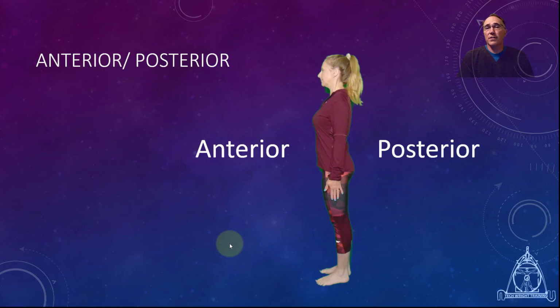So the first one's anterior and posterior. This is basically saying front and back. An easy way to remember this is that anterior starts with an A, and AM is in the morning, so the morning comes before the PM, or the evening, so we have AM and PM, and anterior is the front and posterior is the back.